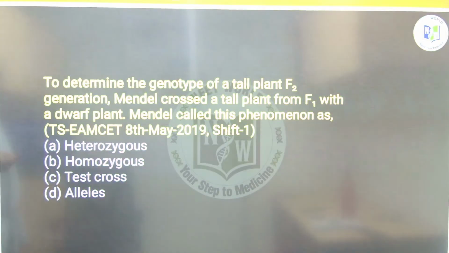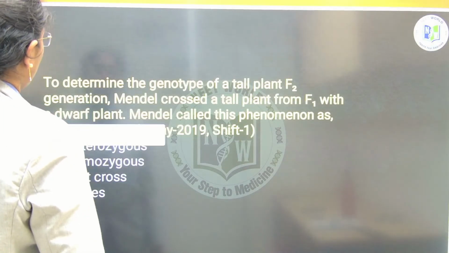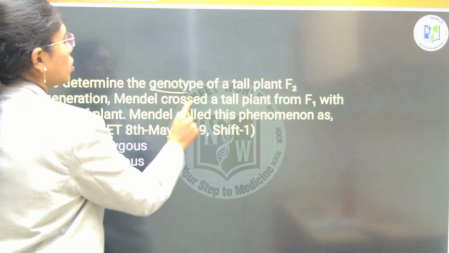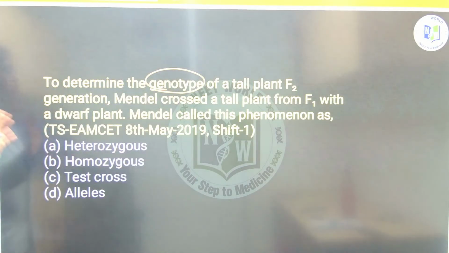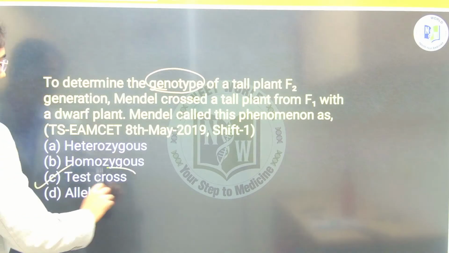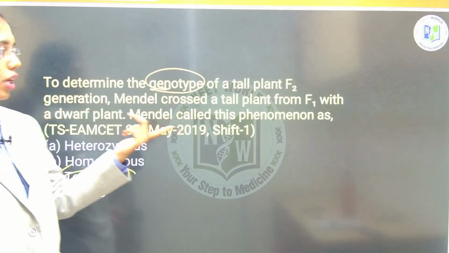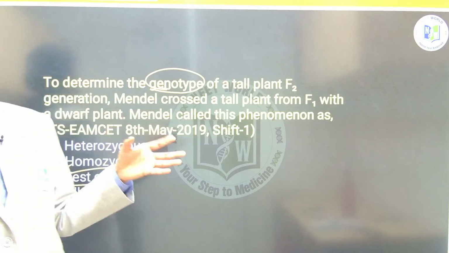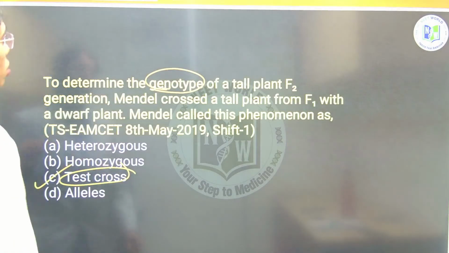To determine the genotype of a tall plant in F2 generation, Mendel crossed a tall plant from F1 with dwarf plant. Mendel called this phenomenon as what? Test cross. Test cross is to identify the genotype of F1 generation or F2 generation. Any unknown plant, if you have to identify the genotype, then we have to do what? Test cross. Next question.